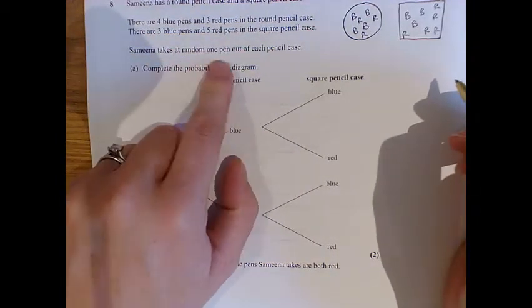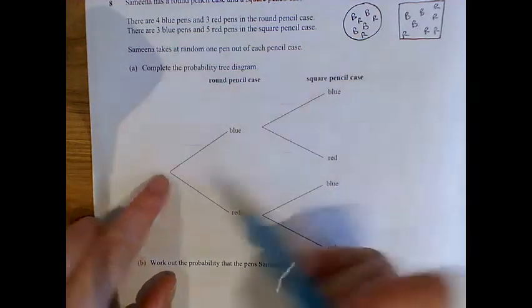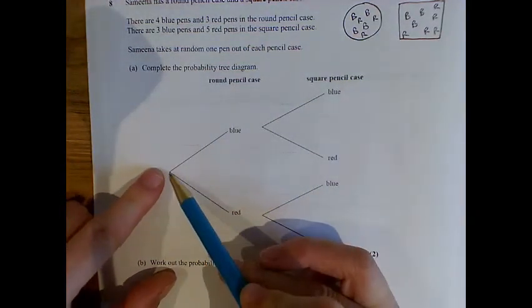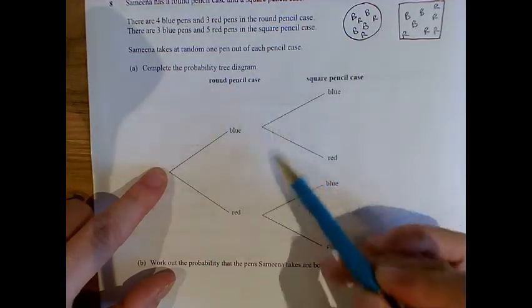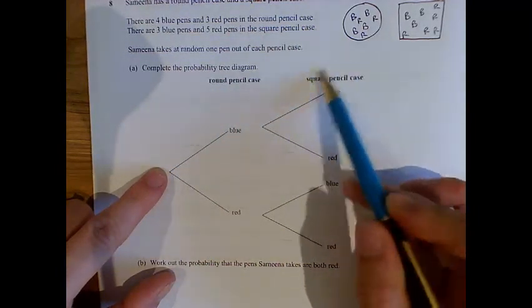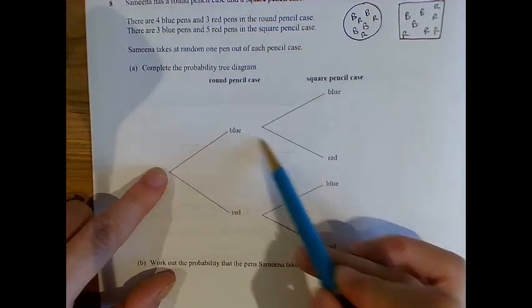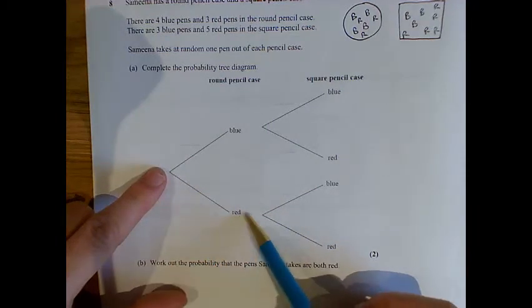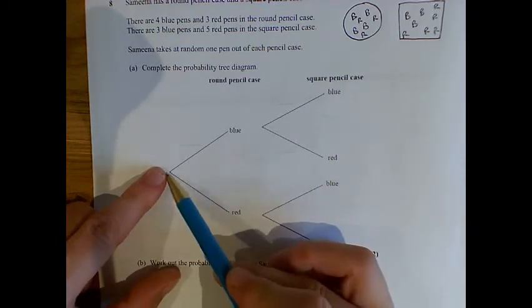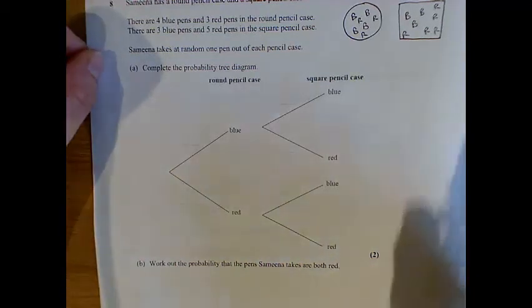Samina takes at random 1 pen out of each pencil case. Complete the probability tree diagram. So we've got this tree diagram here, and we can see that we can either take a blue from the round pencil case and then another blue from the square pencil case, or we can take a blue from the round and then a red from the square, or we can take a red from the round and then a blue from the square, or we can take a red from the round and a red from the square. So those are the 4 different things that can happen.